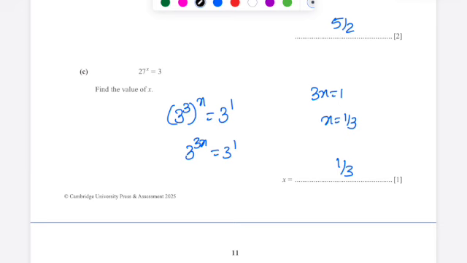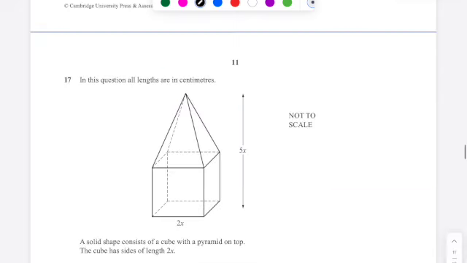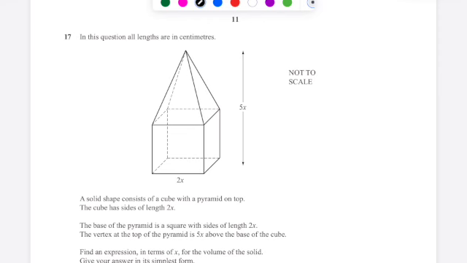The next one is asked as, let's see what's going to be the next question. Question number 17. In this question, I'm going to find it out. What am I going to find? So let me see that question.